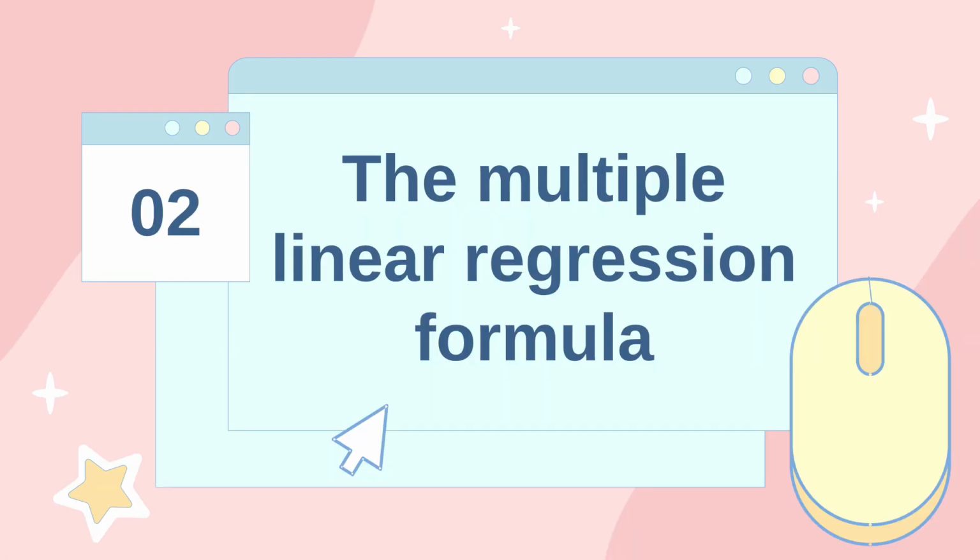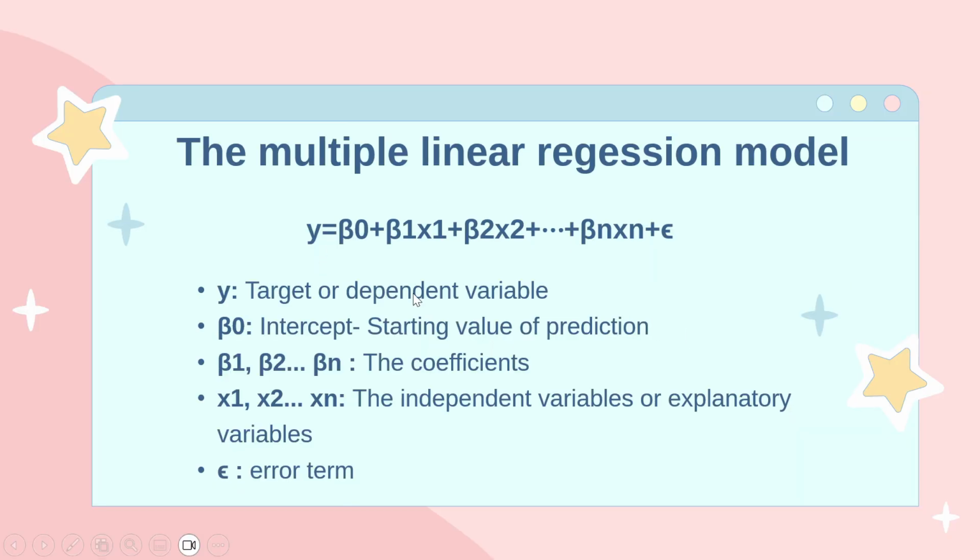Now I want to break down the multiple linear regression formula. Firstly, you can see the model, and you can see the Y here, right? This is the target or dependent variable. The B0 here is the intercept or the starting value of the prediction. B1, B2, and Bn are the coefficients. This is the part I will explain later in Excel.